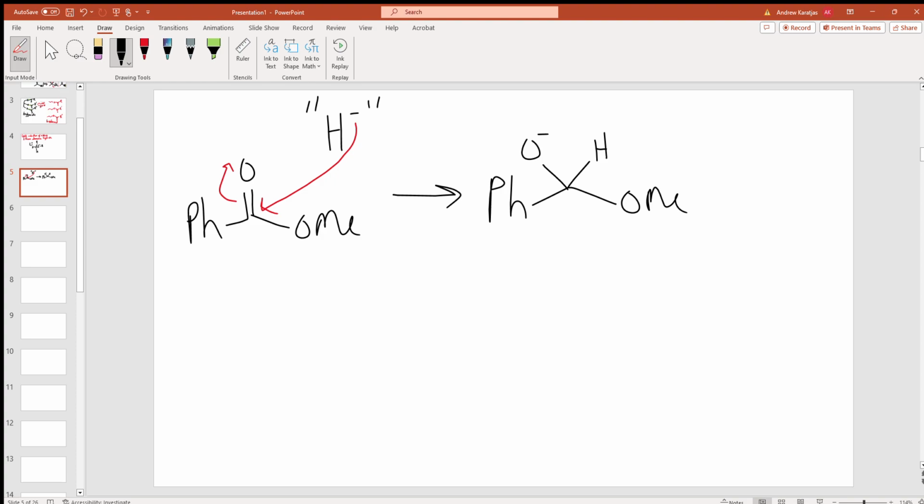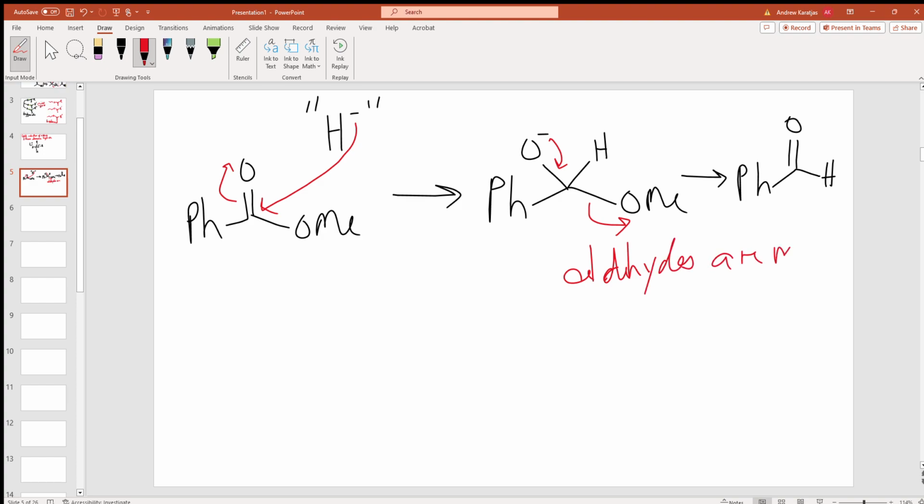From here, O- can add its electrons back in, kick out the leaving group, and we form an aldehyde. But the reaction's not done. Why not? Well, hopefully we know at this point that aldehydes are more reactive than esters.